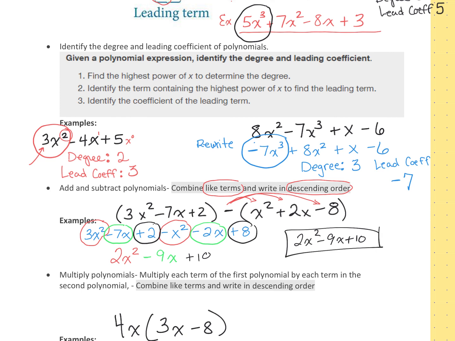If that had been a plus sign, we could have distributed the plus sign, make the parentheses go away, but none of the signs would have changed. So basically, we're just going to collect like terms and write it in descending order.